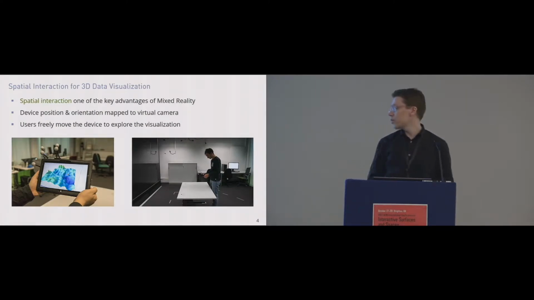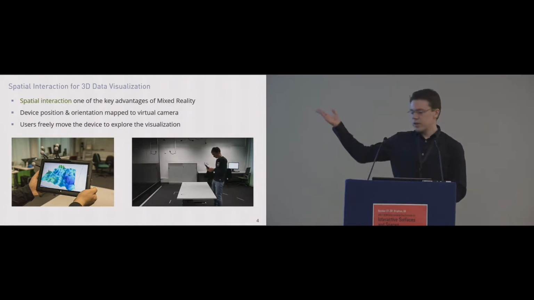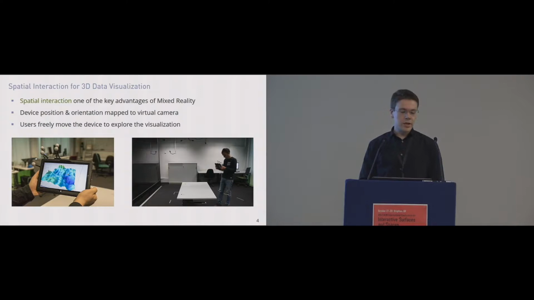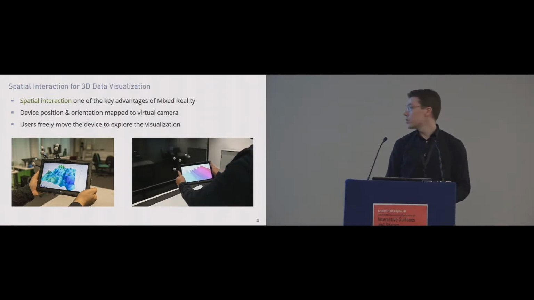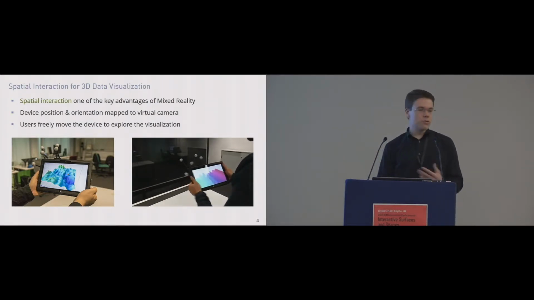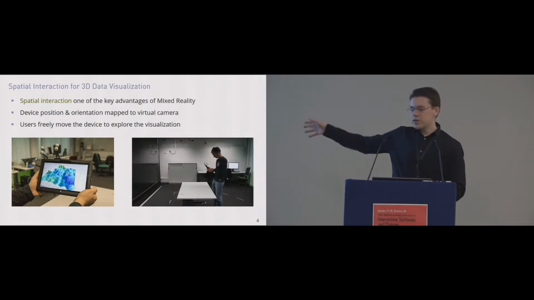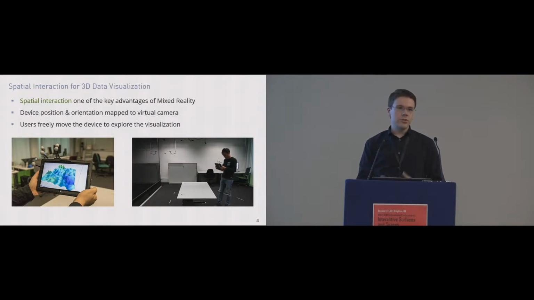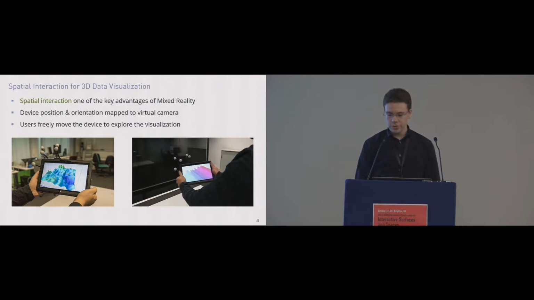When we talk about that, we specifically mean, in this case, with tablets or other handheld devices, that the device position is mapped to a virtual camera. And you basically, as you can see in the short video clip there, freely move around and explore the visualization. In this case, it's virtually located on top of that table, and you use that to basically explore the data. And you can also see a picture to the left of that. So this is what we're interested in.